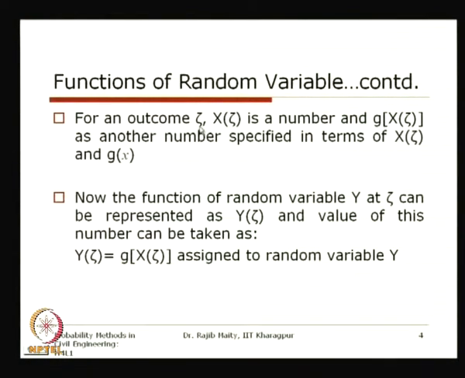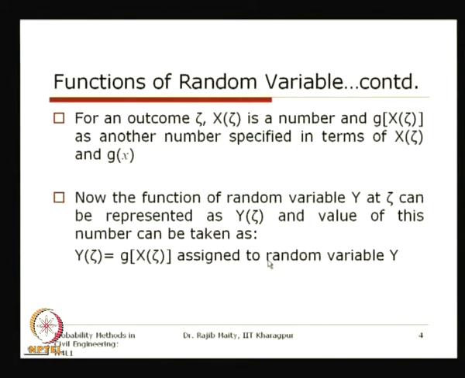For a specific outcome ξi, x(ξi) is a number, and g(x(ξi)), that functional correspondence, is another number specified in terms of this x(ξi) and this functional form g. Now the function of the random variable, that is y at ξi, can be represented as y(ξi), and the value of this number can be taken as y(ξi) equals g(x(ξi)), assigned to the random variable y.